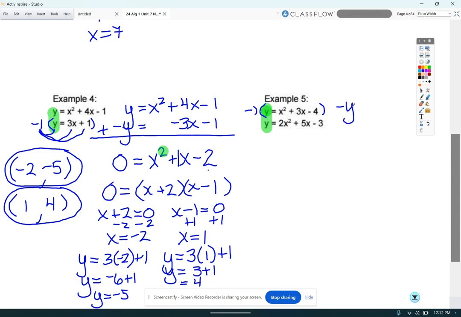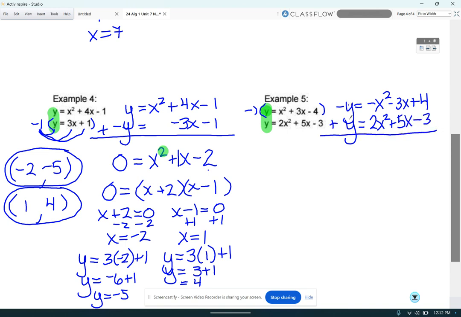I get negative y equals negative x squared negative 3x and positive 4. My second equation I'm going to leave the same. I've done that so that when I add these two equations together, the negative y and the positive y drop out and become a 0. So I'm at 2x squared minus x squared, which is x squared. Negative 3x plus 5x is 2x. 4 minus 3 is 1.